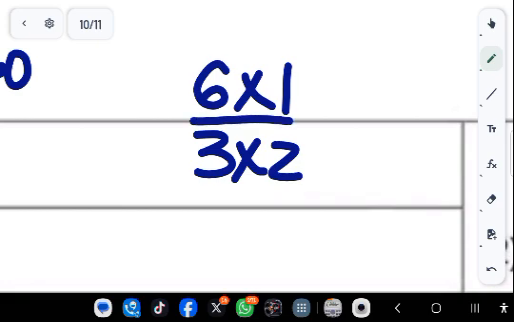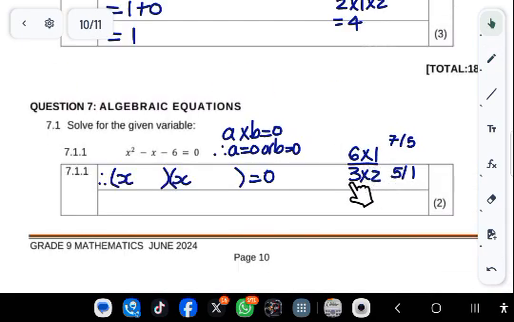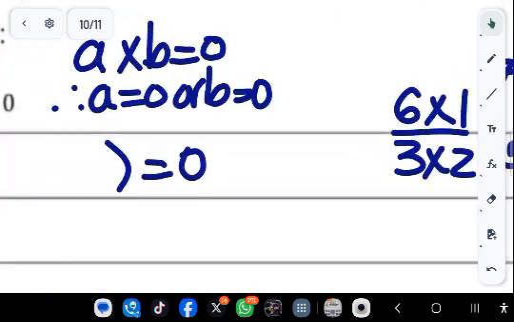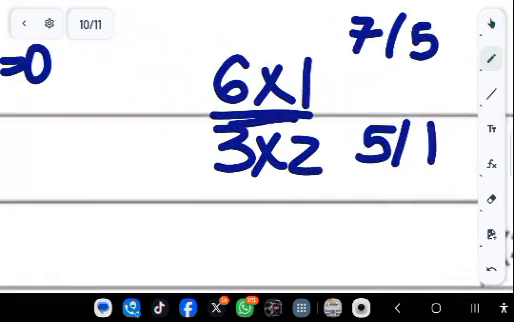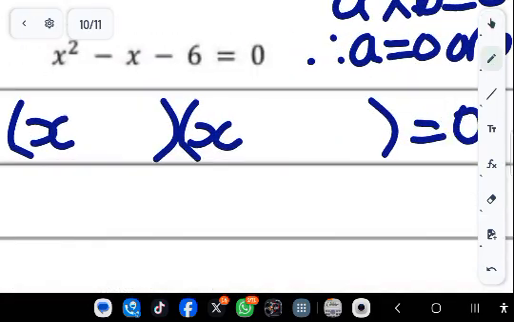6 times 1 will either give us 7 when we add together, or 6 minus 1 will be 5 when we subtract. 3 times 2 will be 5 when we add, or 3 minus 2, 1 when we subtract. And the combination that will give us 1 in the middle, which is what we have over there, is the 3 times 2 factor pair combination, and that's what we put here, 3 and 2.